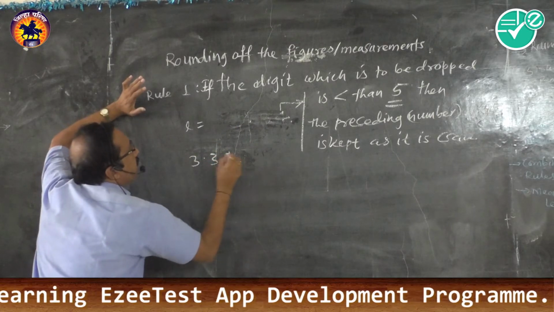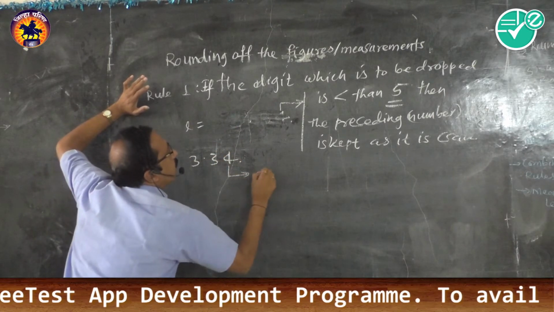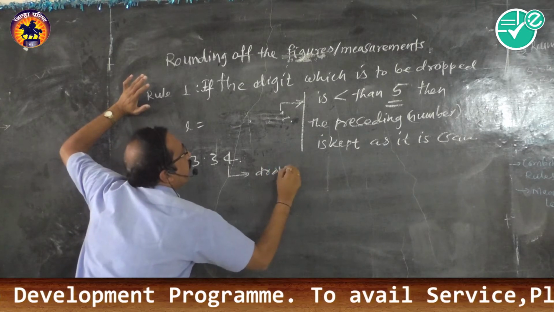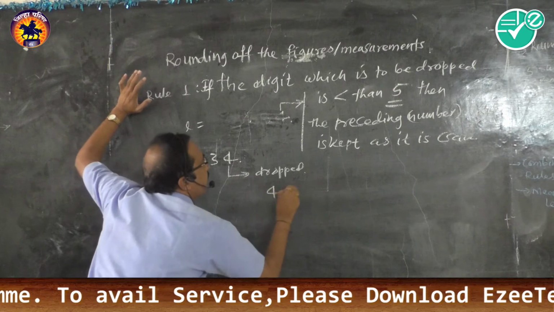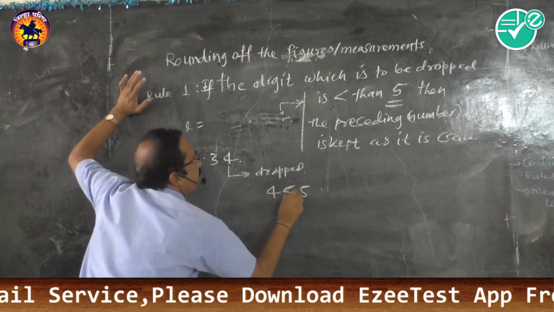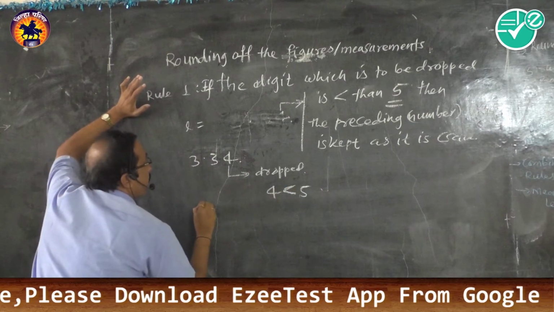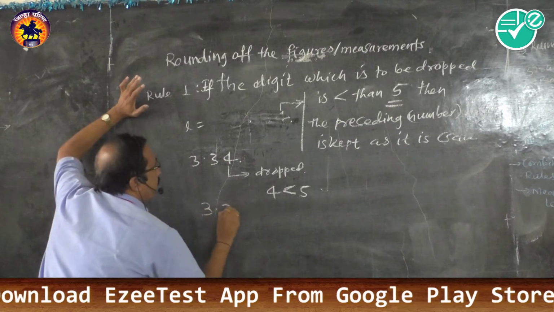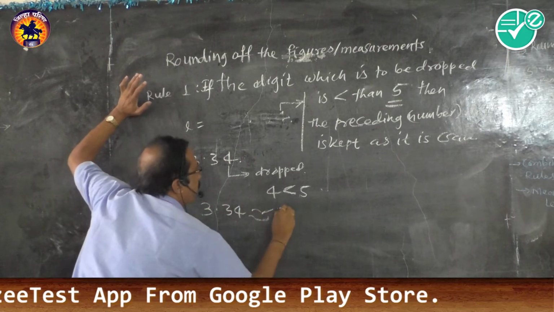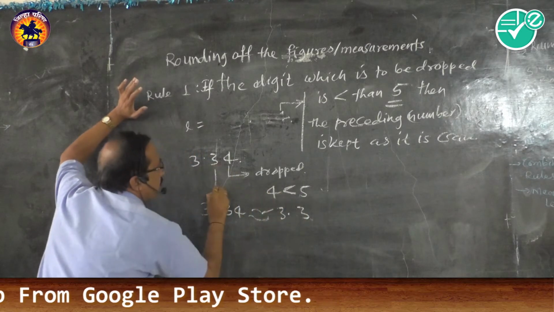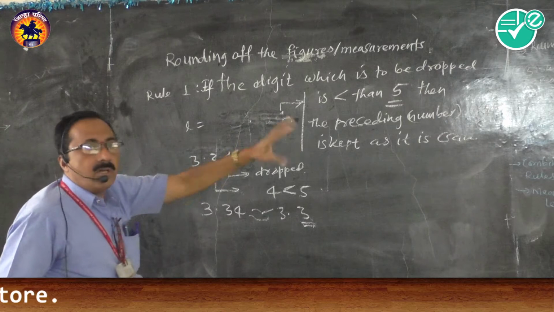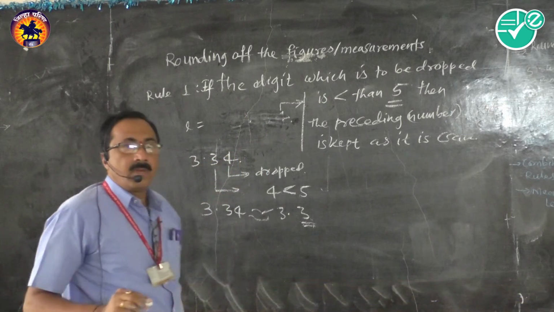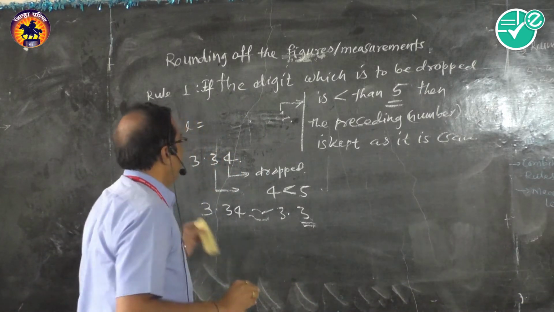That means in this, if 3.34 is the measurement, suppose, if you want to drop this 4, so whether 4 is less than 5? Yes, it is. Therefore, the number is approximated or rounded. 3.34 is rounded to 3.3 only. This number is kept the same. It is not incremented or decreased. So this is the first rule.